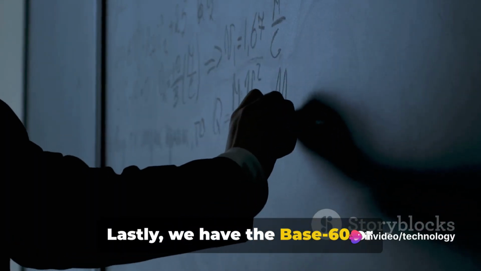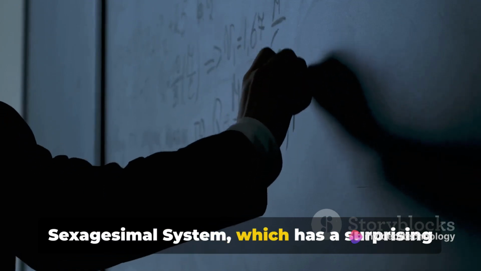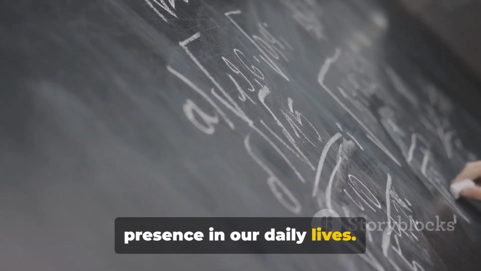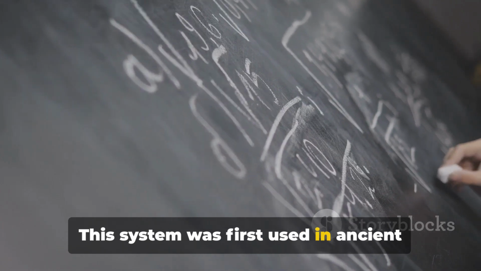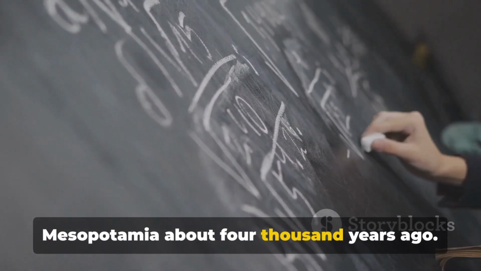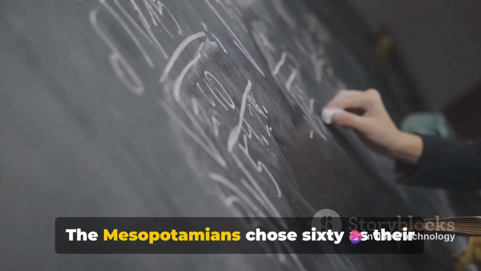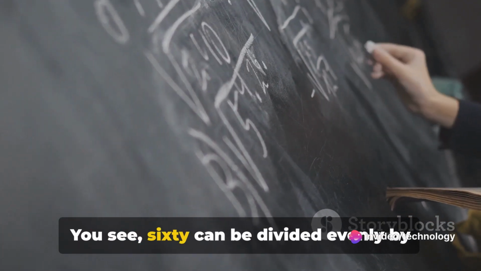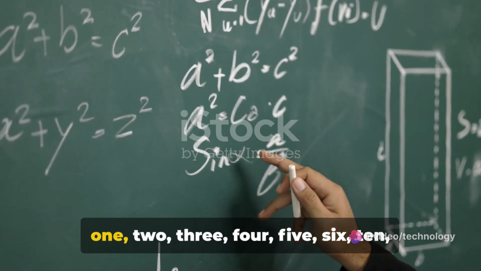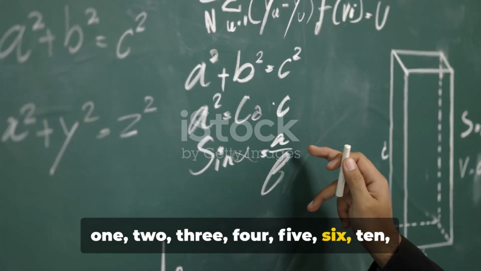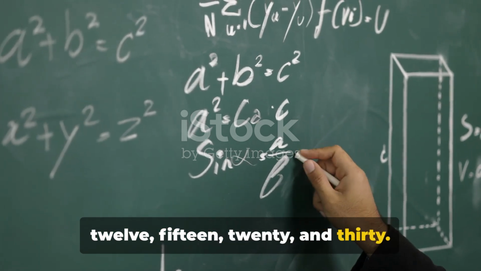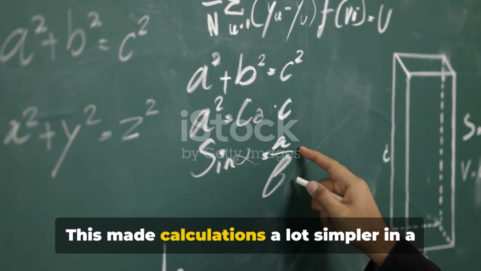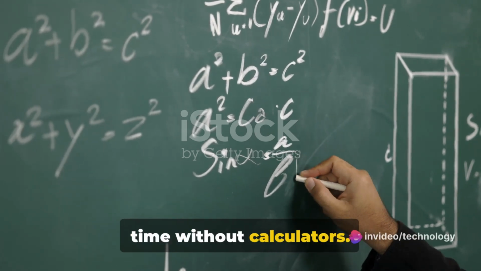Lastly, we have the base 60 or hexadecimal system, which has a surprising presence in our daily lives. This system was first used in ancient Mesopotamia about 4,000 years ago. The Mesopotamians chose 60 as their base due to its divisibility. You see, 60 can be divided evenly by 1, 2, 3, 4, 5, 6, 10, 12, 15, 20, and 30. This made calculations a lot simpler in a time without calculators.